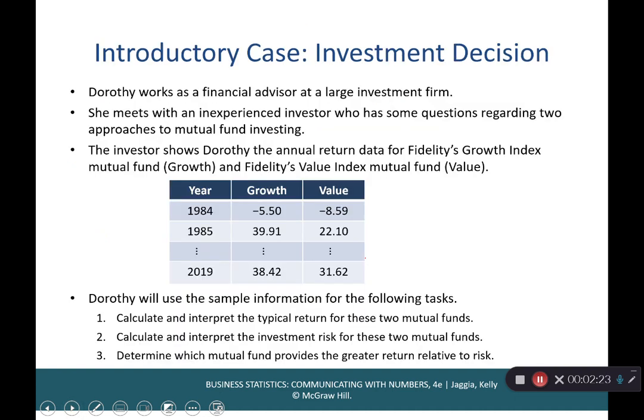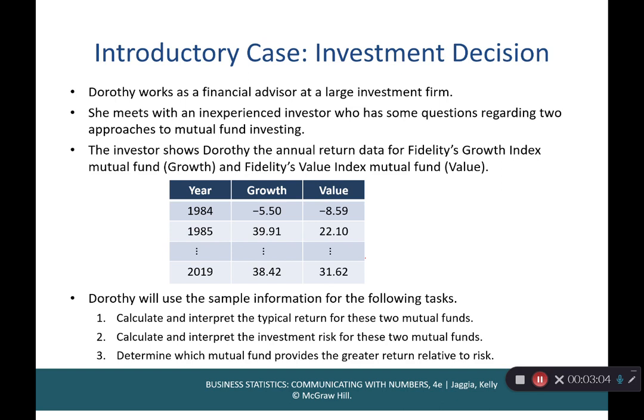Okay, so let's look at the introductory case here. We're talking about investment decisions, a finance topic that statistics really helps with. So let's assume Dorothy works as a financial advisor at a large investment firm. She meets with an inexperienced investor, aka me, who has some questions regarding two approaches to mutual fund investing. I wouldn't even know to ask that question. The investor shows Dorothy the annual return data for Fidelity's Growth Index Mutual Fund, which we'll call Growth, and Fidelity's Value Index Mutual Fund, which we're going to call Value. And this table here is just representative of the data set. Not all values in the data set are shown here, but we get an idea of what's included.